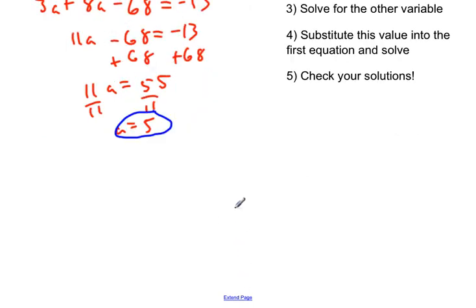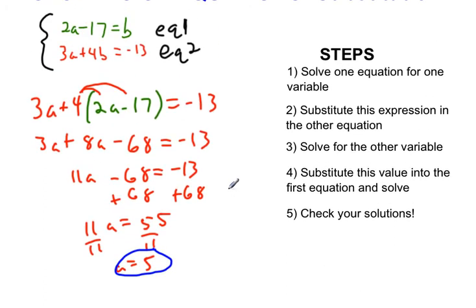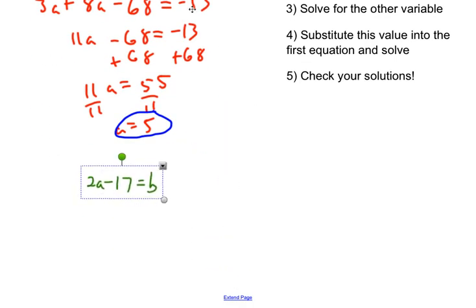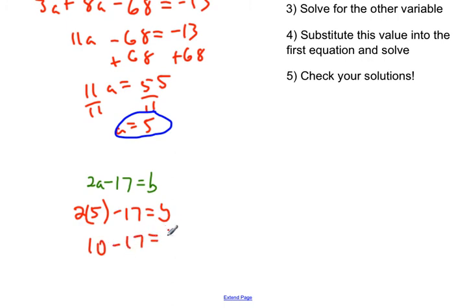So we will take equation 1. Let's just copy that and move it down so we can look at it. All right, so equation 1, down here we're going to substitute in a for 5. So we know that a is 5. So let's substitute in 2 times 5 minus 17 equals b. So that will be 10 minus 17 equals b, and negative 7 equals b.